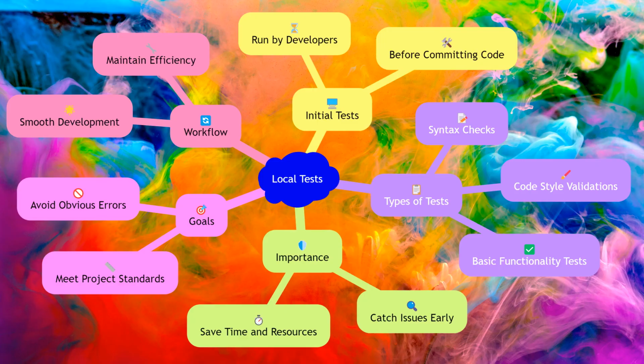Local tests are the initial tests run by developers on their machines before committing code to the repository. These tests are crucial as they catch issues early in the development process, saving time and resources. Local tests typically include syntax checks, code style validations, and basic functionality tests. By running these tests locally, developers can ensure that their code meets the project's standards and does not introduce obvious errors. This step is essential for maintaining a smooth and efficient development workflow.